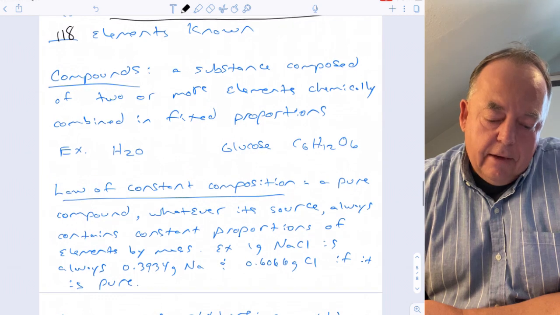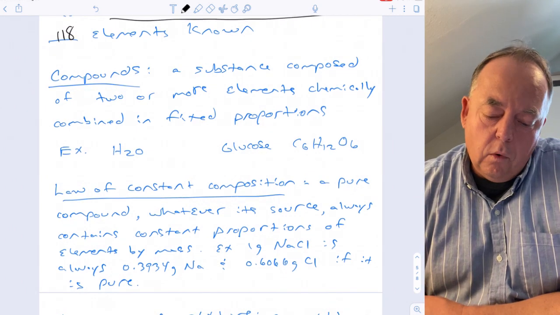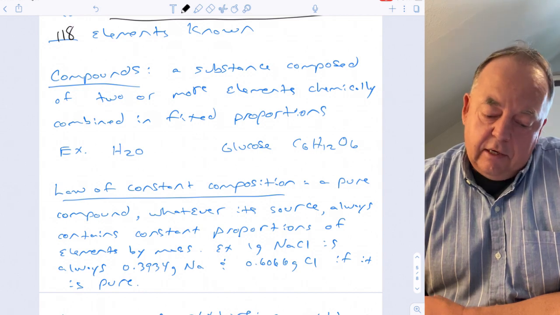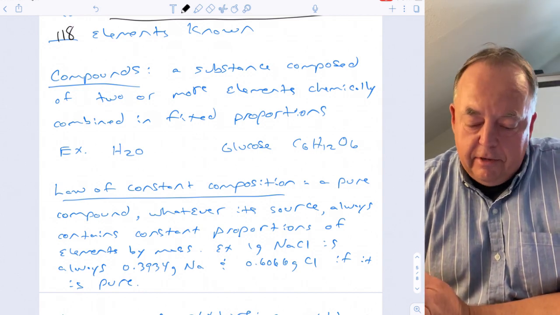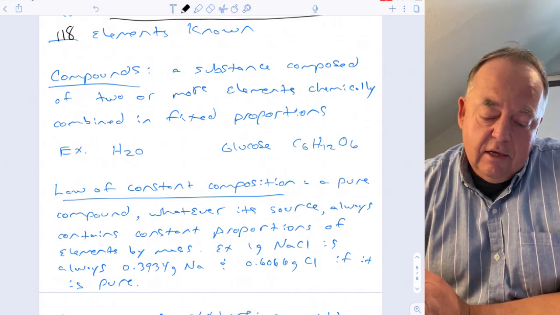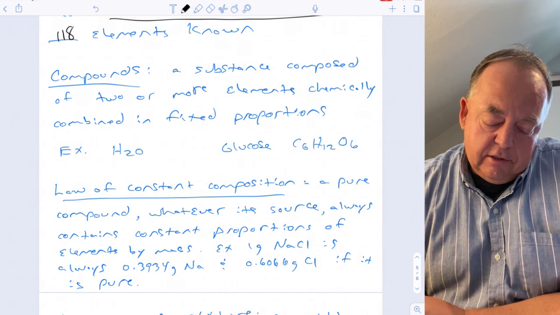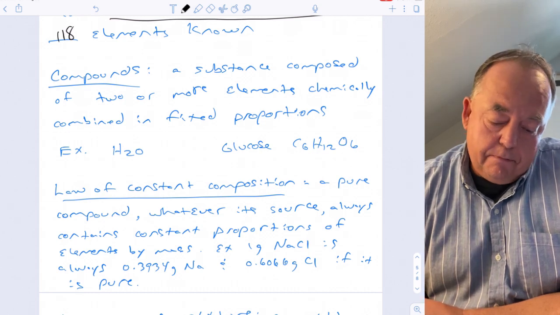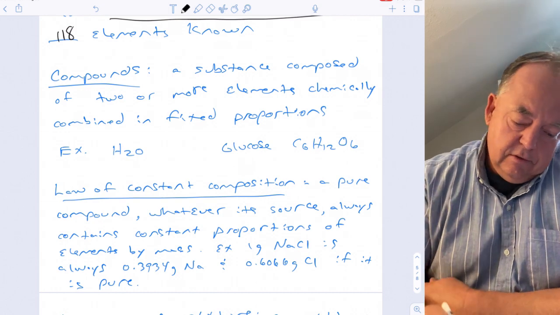So what is a compound? A compound is a substance that cannot be decomposed into two or more elements by a physical process. It's composed of two or more elements chemically combined in fixed proportions.